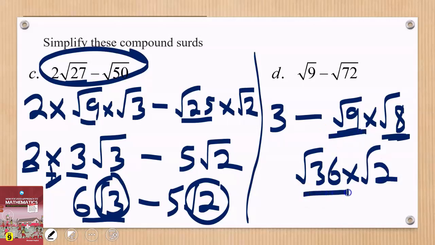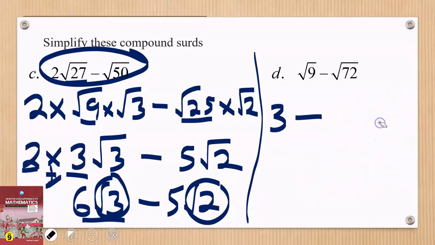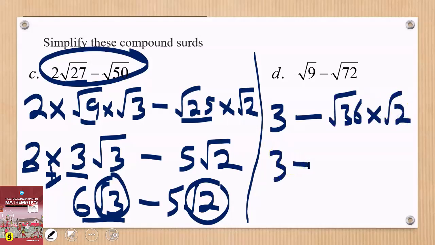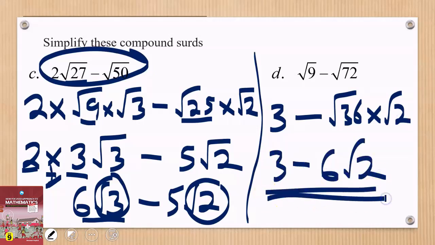Because 9 can divide, 36 can divide, you always have to use the biggest divisor to make it very easy for you. And so this question can be solved again like this. We are going to say root of 36 times root of 2. And 3 minus root 36 will give us just 6, then root 2. And again, we can't do anything about this. So that becomes the lowest form of the compound surd root 9 minus root 72. I'm sure this has really helped you.